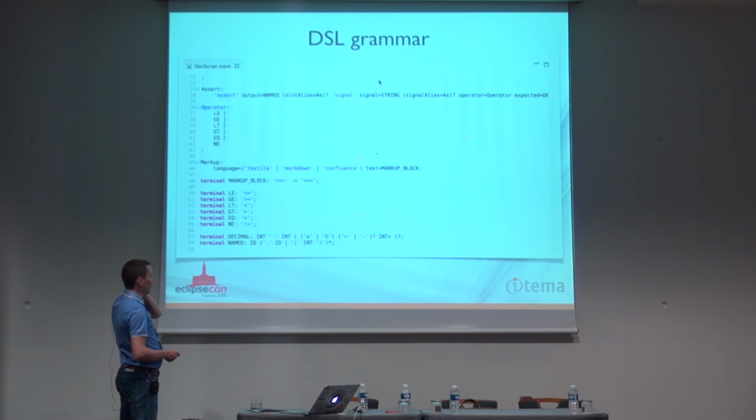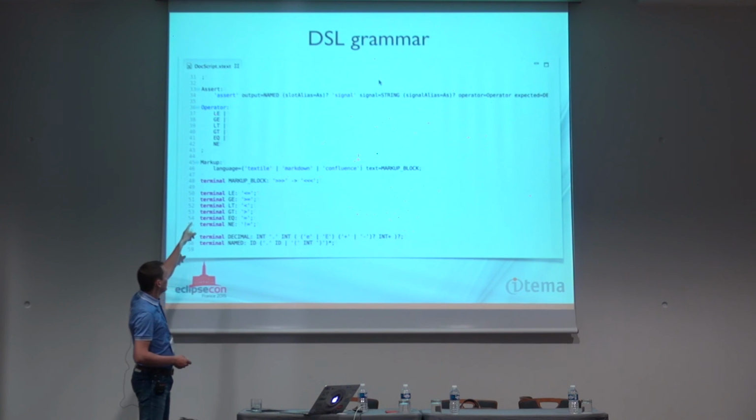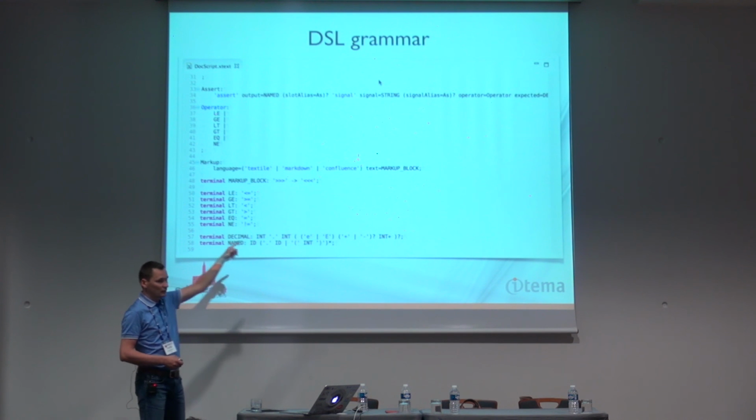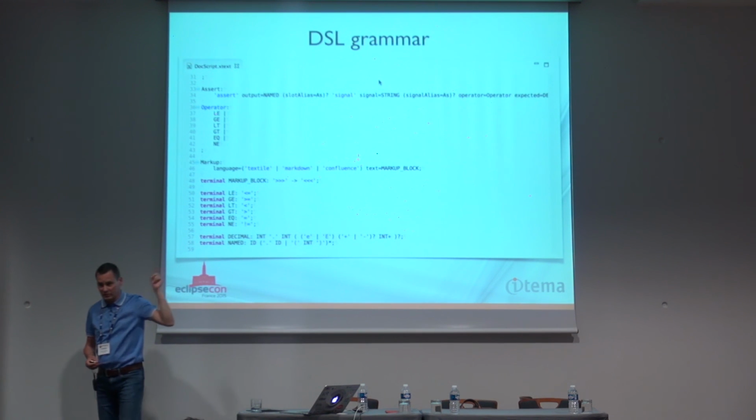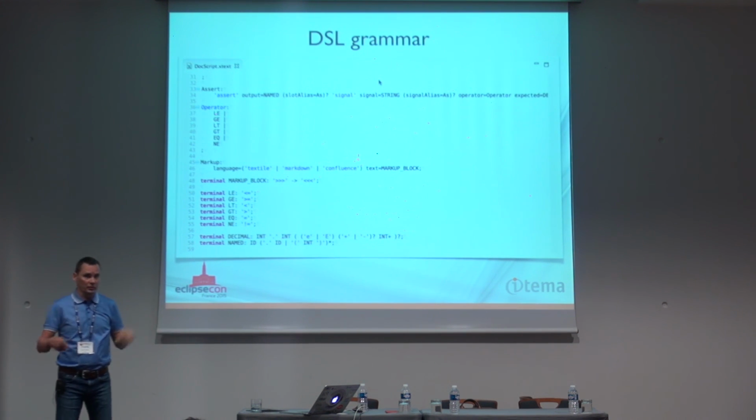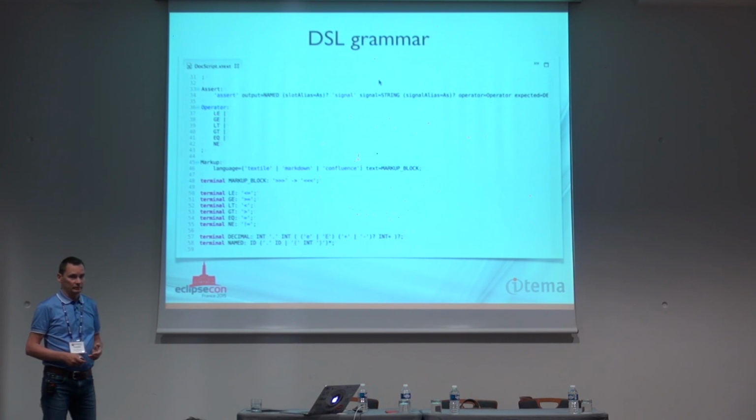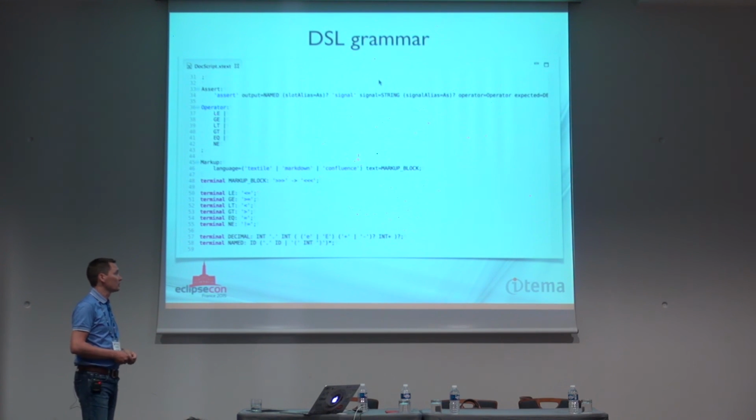We were still working on the grammar. This is kind of what we have working now. You can see here that there's a section called markup, and you have a language. It's Textile, Markdown, Confluence, and we're using Mylyn docs and the parser there to convert the markup into HTML. So whatever is supported by Mylyn docs can easily be added here.